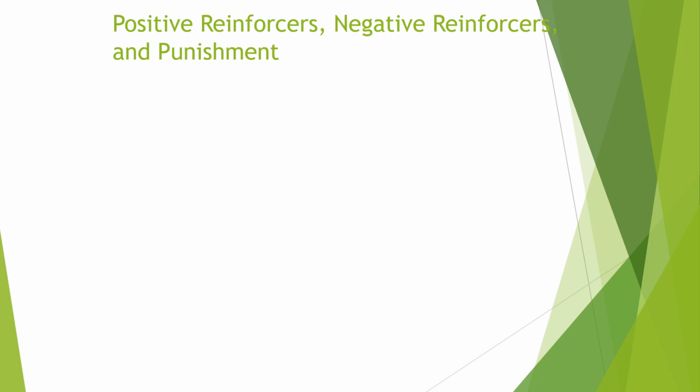Reinforcement means you want the behavior to occur again. Punishment means you do not want the behavior to occur again. Positive means you're giving. Negative means you're taking away. If you know those four things, I can guarantee you, you will have no trouble with positive and negative reinforcement and positive and negative punishment.